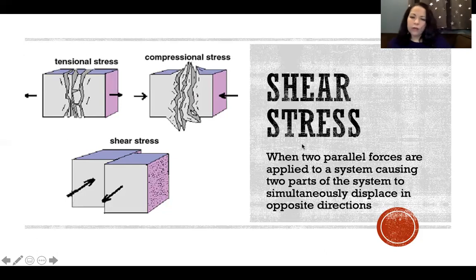A shear stress is when we have two parallel forces that are applied to a system, causing two parts of the system to simultaneously displace in opposite directions. Okay, so we see that in the bottom picture here, where we're looking at two blocks next to each other, and that we have a force pushing one forward and a second force pushing the other in the backward direction. Okay, so that's a shear stress where we have two structures or two parts of the same tissue that are being pushed in opposite directions relative to one another.